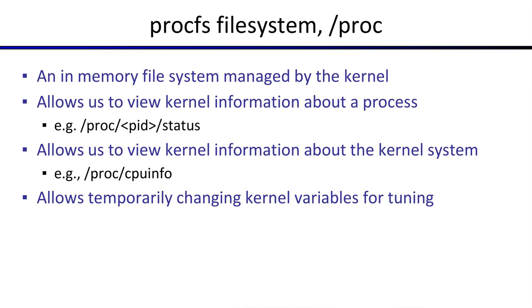As an example, /proc/PID/status will have a few attributes about the overall status of the process, so you can just try it out yourself. The kernel also provides general, not just process-specific, accounting. You could get CPU info by just going to /proc/cpuinfo. That's general accounting about the kernel system that's running. It also allows you to temporarily change kernel variables for tuning. Between reboots, of course, it will be lost, but you could temporarily change and play around and see if certain tuned kernel parameters are better for what you want to try.